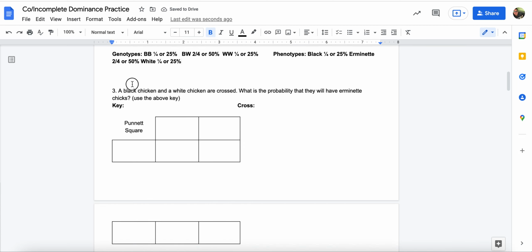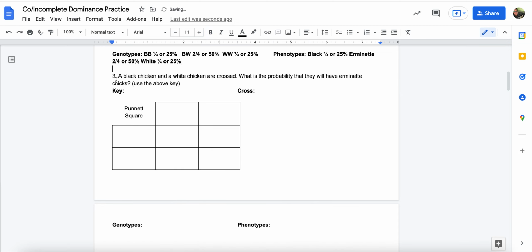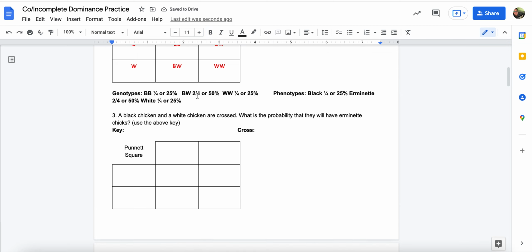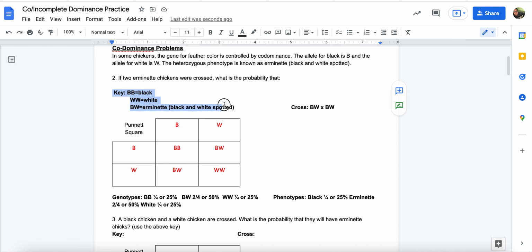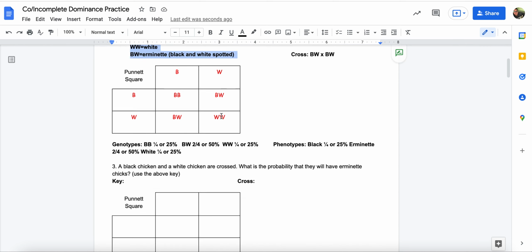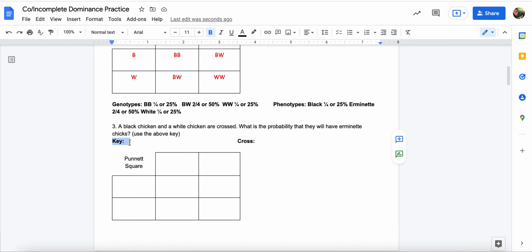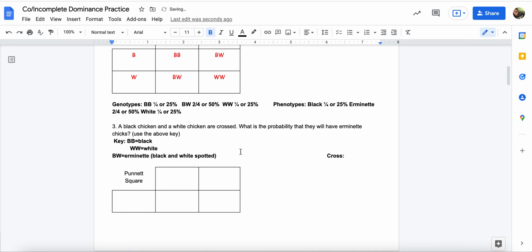Moving on to number 3. We're going to use the same key. So it's the same problem, same information. We're just going to do a different cross. So I'm actually just going to copy the key. Paste that in. Okay.